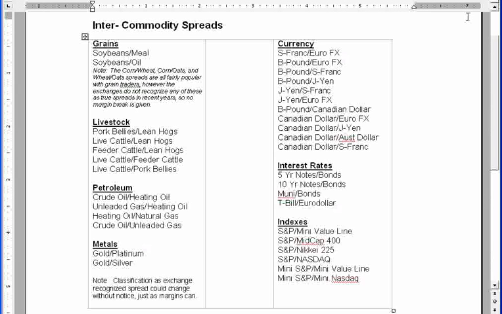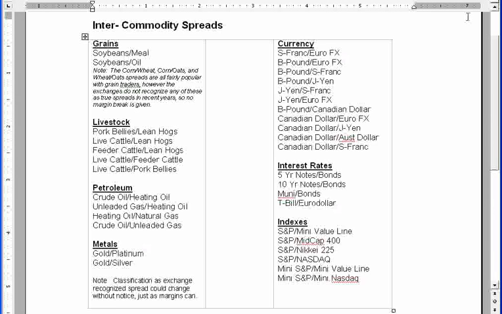Now we get into another area of avid spreading, the interest rate markets. We've got the 5-year notes over bonds. We have the 10-year notes over bonds. In the software, we just call those the financials. It's the financials group. Right. So we've got the 5-year versus the 30-year bond. We have the 10-year versus the 30-year bond. That's called the NOB spread.